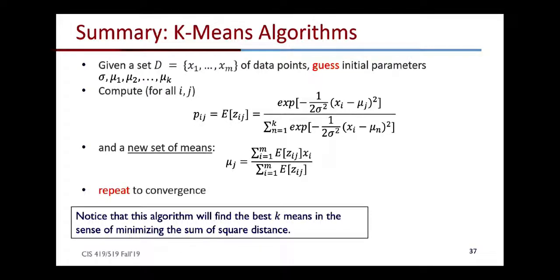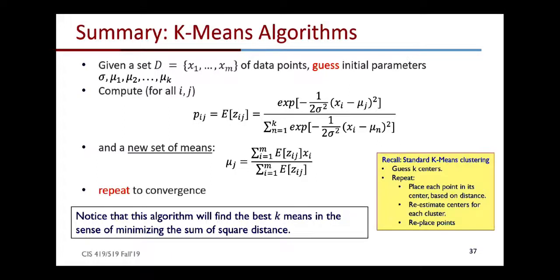And just like I mentioned at the beginning, in what sense are these the k best means? It's in the sense of minimizing the sum of square distances, because this was the probability distribution that we started with. I'm just putting here the standard k-means algorithm, which I call the hard EM version, so that we'll see the differences.